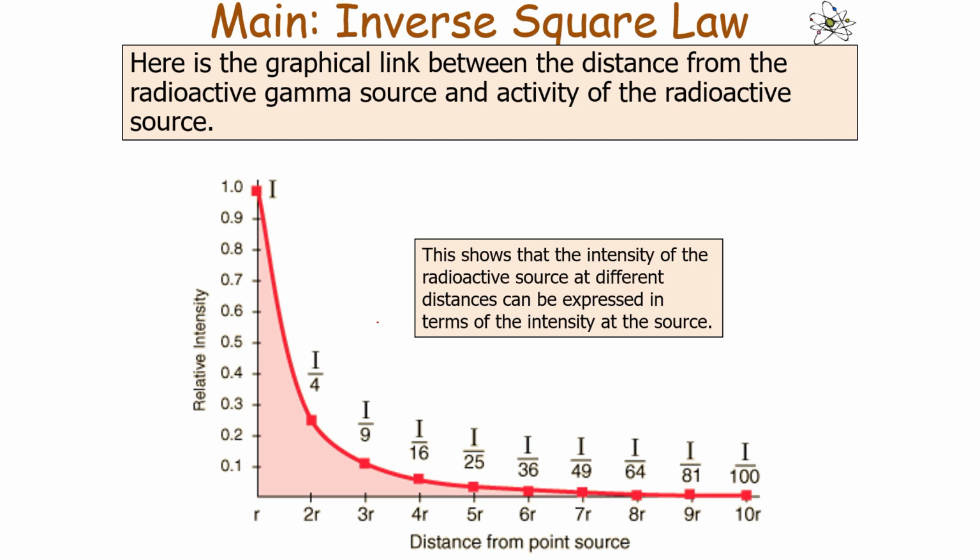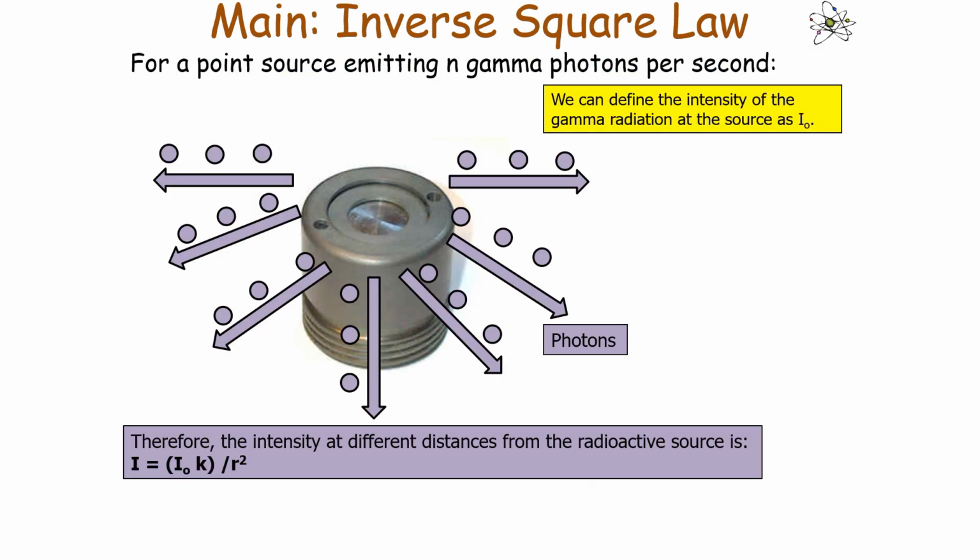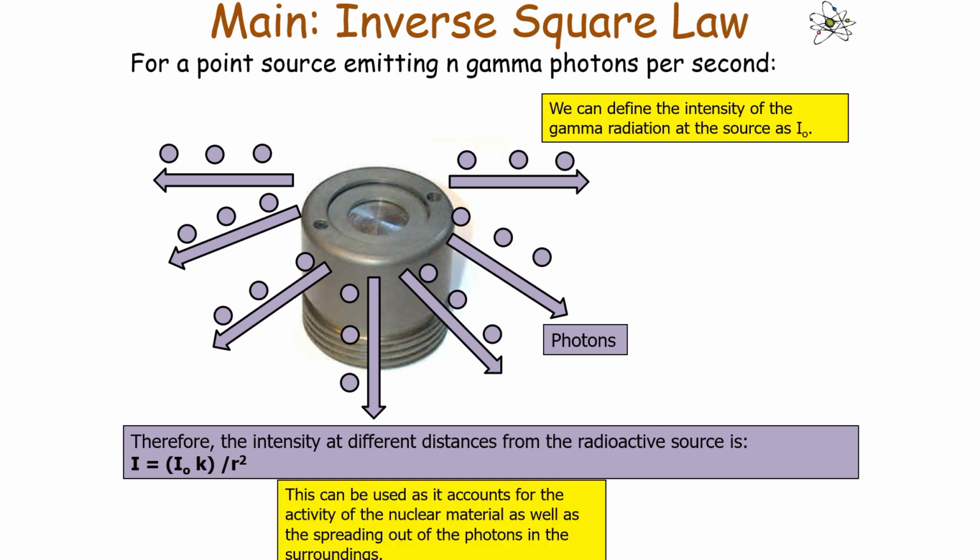So this shows us that the intensity of the radioactive source at different distances can be expressed in terms of the intensity at the source. So it can go from I0 to I0 over 4, I0 over 9, and so on. Now, therefore, we can say that the intensity at different distances from a radioactive source is I equals I0 k over r squared. Like we said before, the intensity of the gamma radiation at the source is I0. This is used because it can account for the activity of the radioactive material as well as the spreading out of the photons in the surroundings.